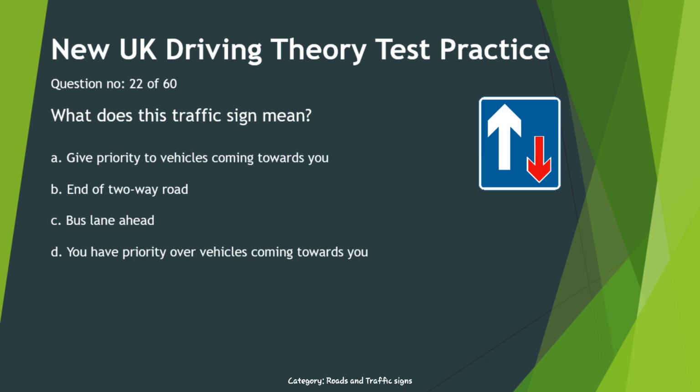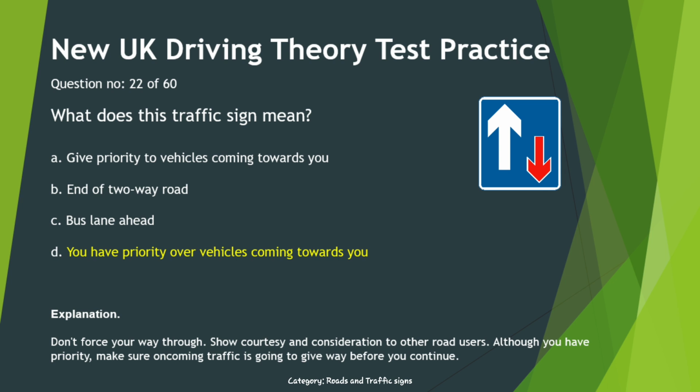Question 22 of 60. What's the meaning of this traffic sign? A. Give priority to vehicles coming towards you. B. End of two-way road. C. Bus lane ahead. D. You have priority over vehicles coming towards you. The correct answer is D. You have priority over vehicles coming towards you. Explanation. Don't force your way through. Show courtesy and consideration to other road users. Although you have priority, make sure oncoming traffic is going to give way before you continue.